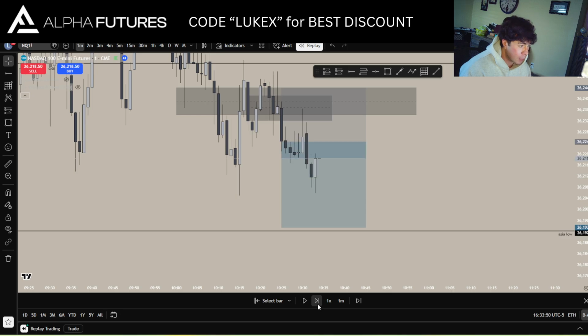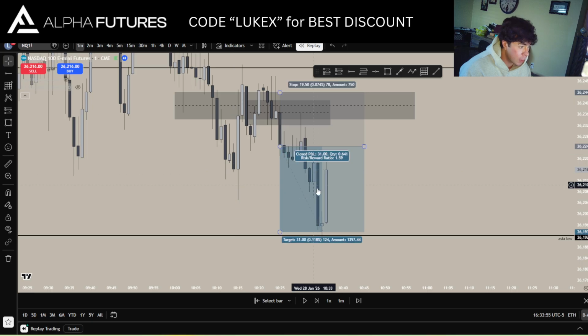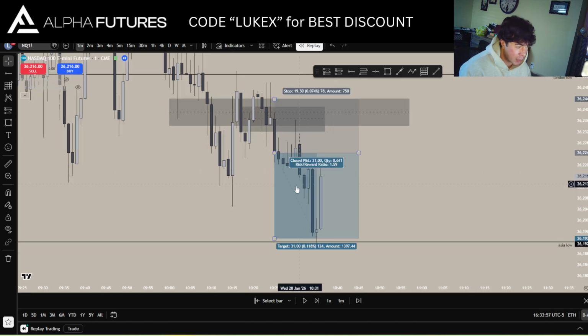Okay, let it play out, and boom. TP would have gotten hit. You would have gone break even here. You wouldn't have been taken out at break even, and then you would have targeted Asia low, and you would have hit this trade.